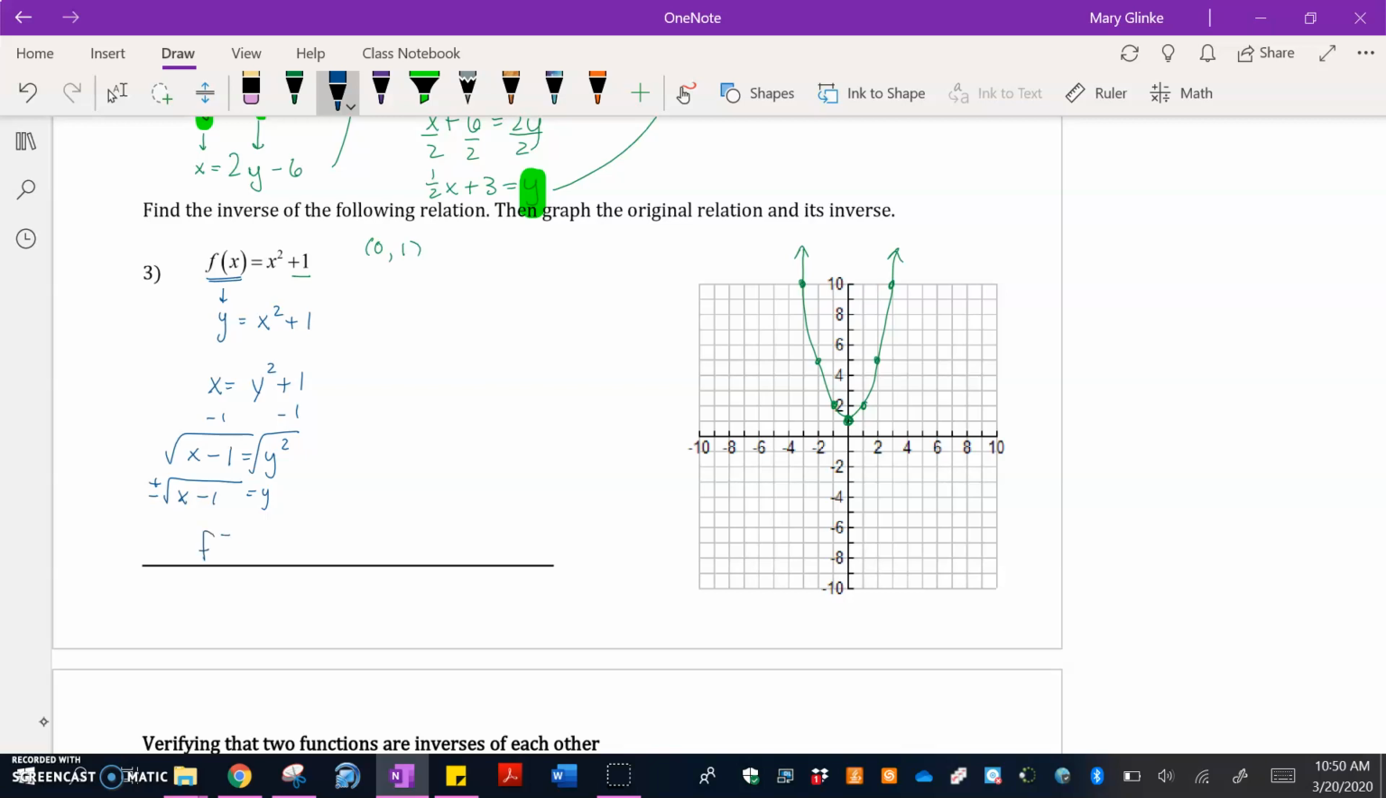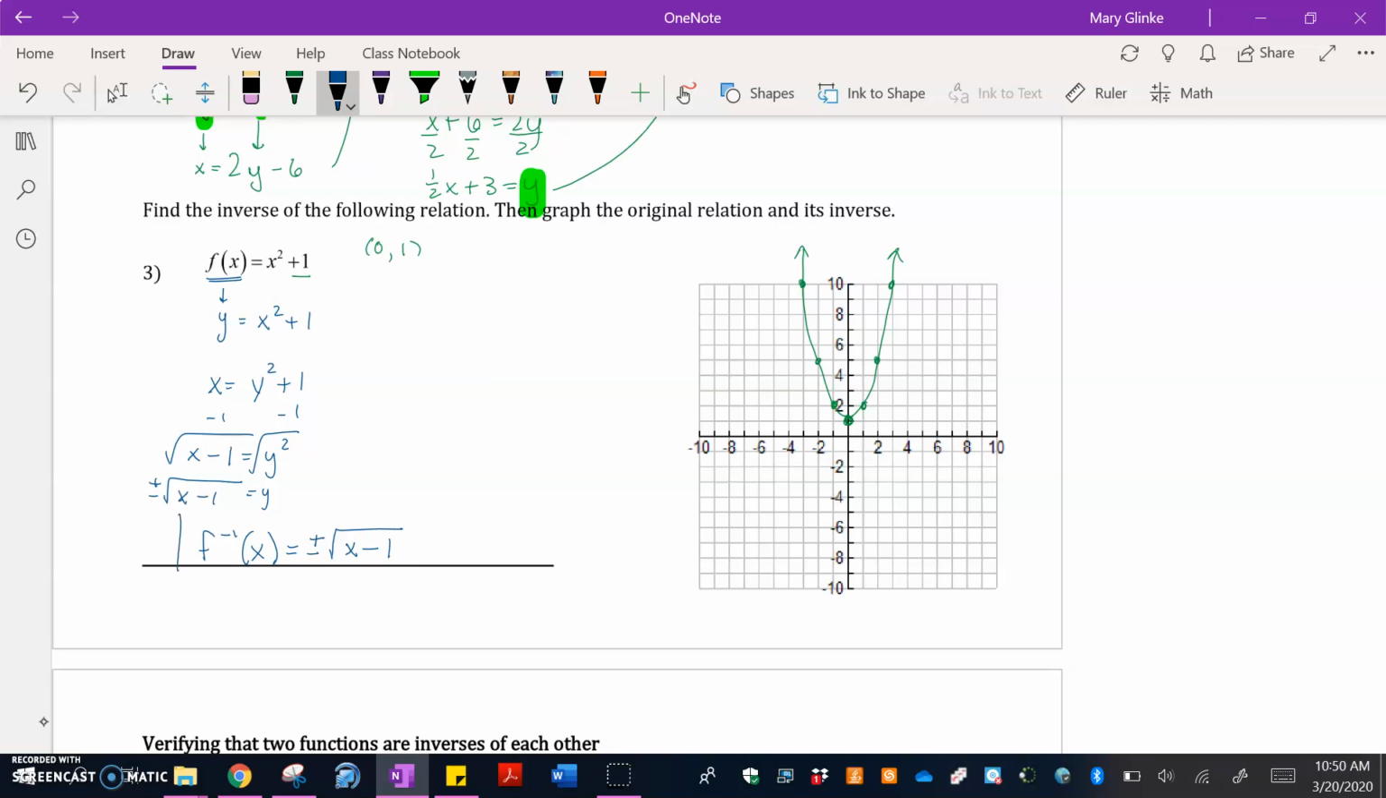We're going to use our new inverse notation. Notice this inverse is actually not a function, but we're going to stick with the f inverse of x here. So we write f inverse of x equals plus or minus the square root of x minus 1. Now there's a couple of ways to graph this. You can remember your transformations upon square root functions, meaning it's going to move right 1 and do your graphing pattern.